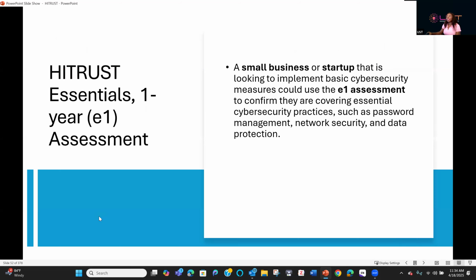But would this eventually require a certification? Let's see. When is this necessary? For example, a small business or startup company that is looking to implement basic security measures could use the E1 assessment to confirm that they are covering essential cybersecurity practices such as password management, network security, as well as data protection, which makes sense. If it's more of a startup company, we don't even know what we're going to do. We don't know what kind of controls. People are confused.